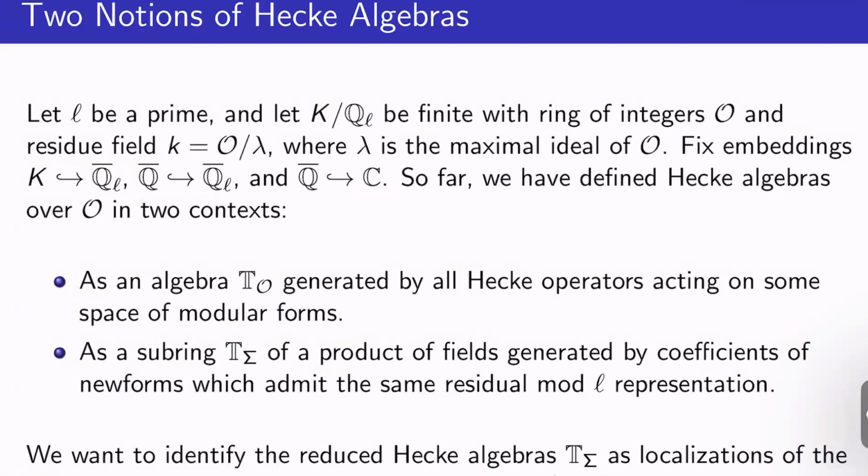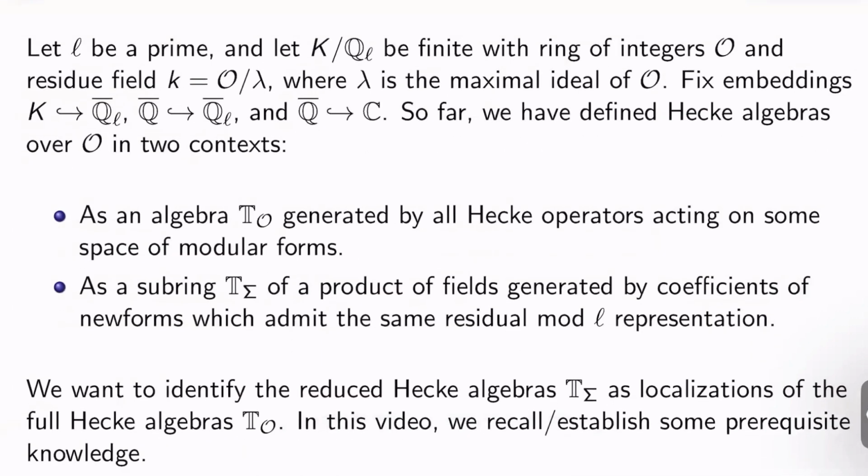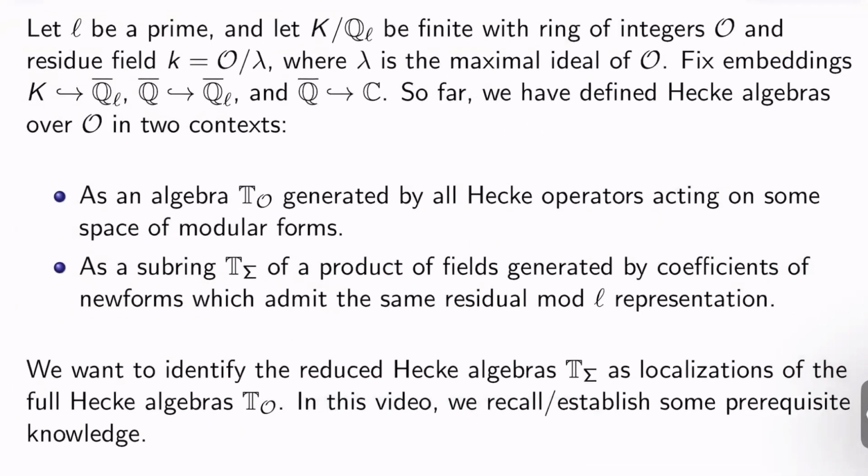So far, we've defined Hecke algebras over O in two different contexts. The first context is as an algebra, let's say T_O, generated by all the Hecke operators acting on some suitable space of modular forms. And second, as a subring, which we called T_sigma, of a product of fields generated by coefficients of newforms, which all admit the same mod L representation.